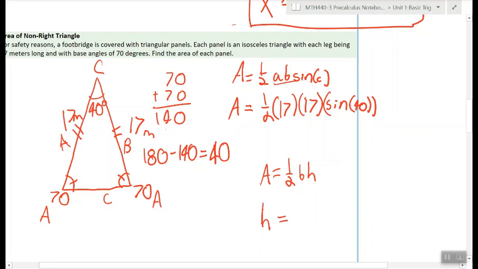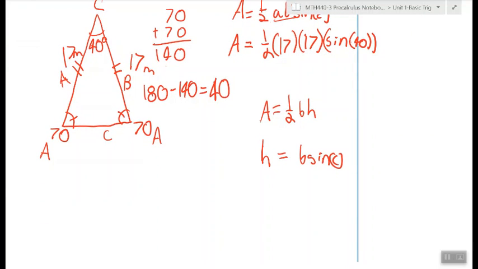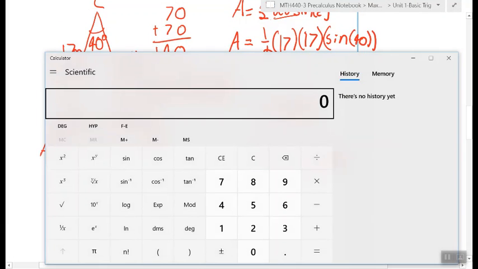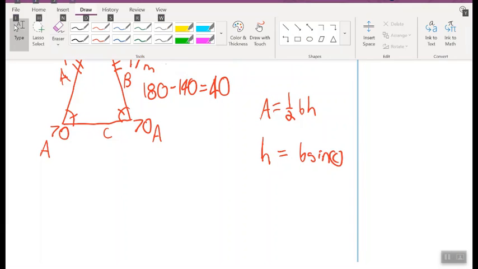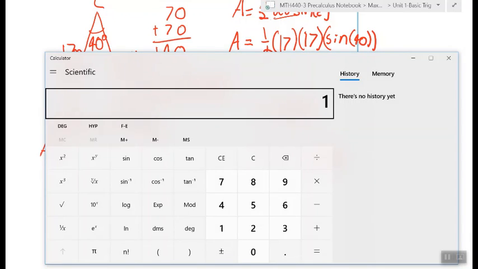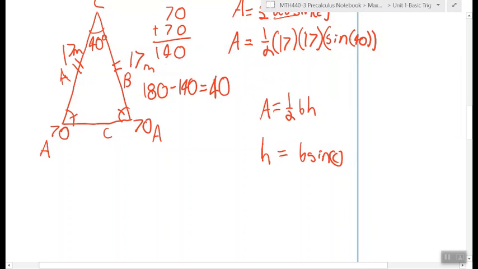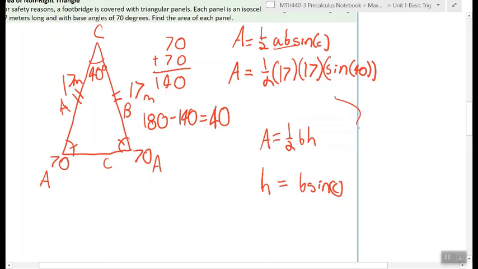That height is actually equivalent to B sine C. So let's just fill this out. This is pretty straightforward. I need a calculator for it. 17 times 17 is 289. We're just gonna stick this over here. So A equals 289 times sine 40 over 2.